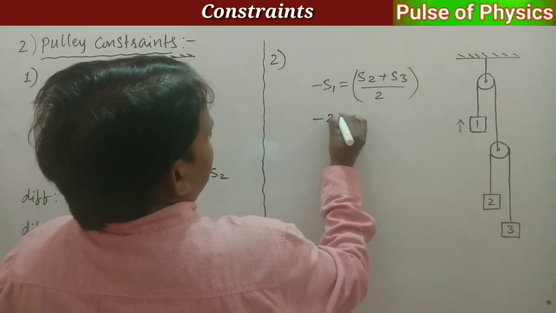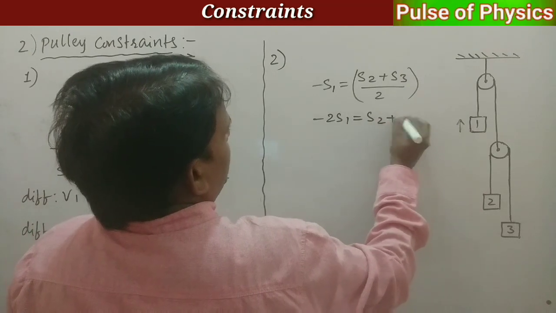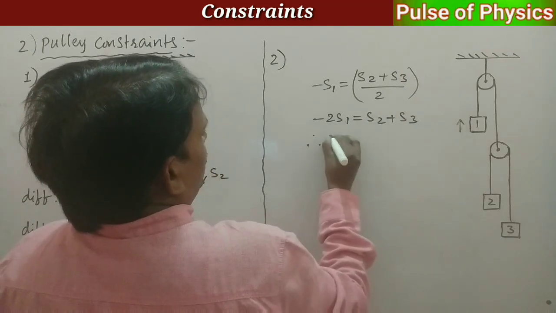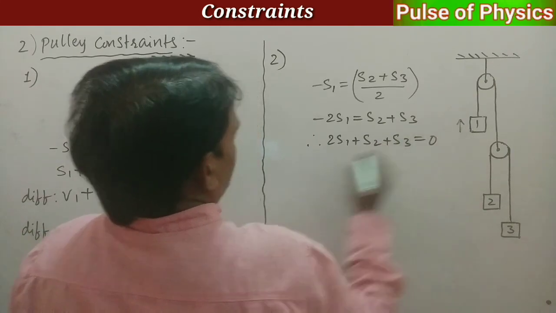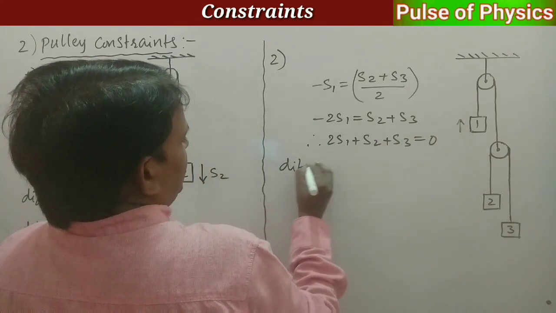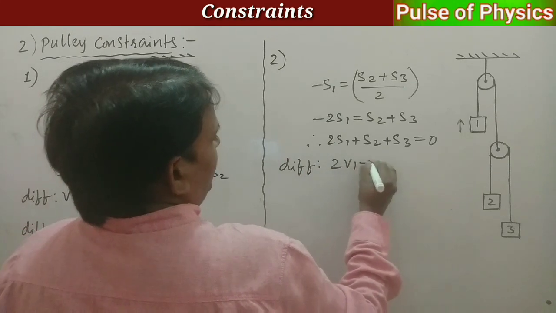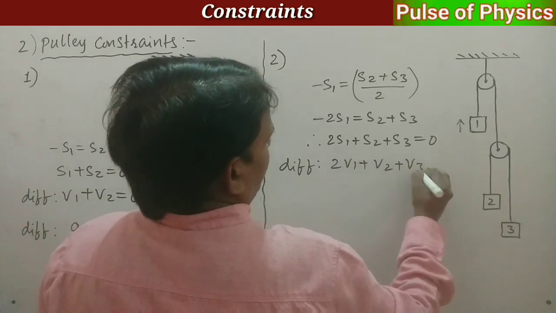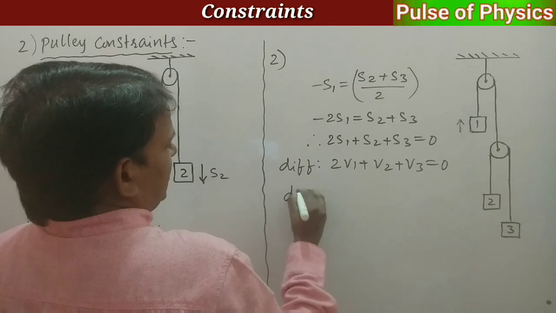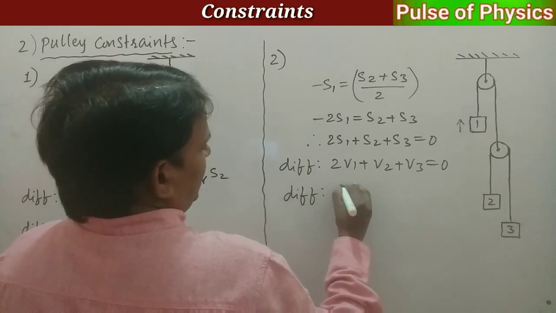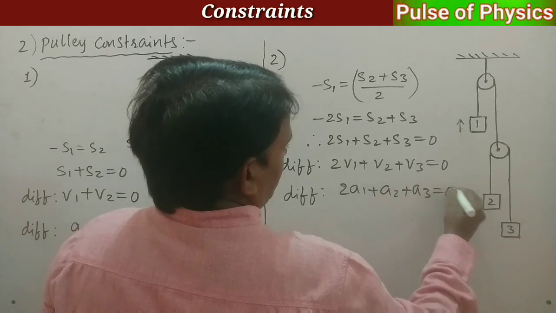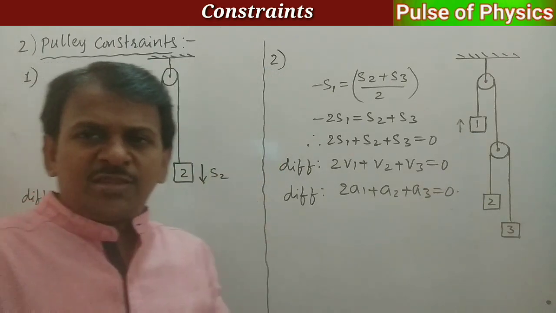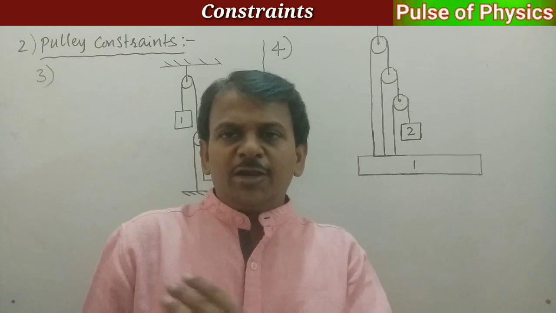Simplify this. Minus 2S1 is equal to S2 plus S3. Therefore, 2S1 plus S2 plus S3 is equal to 0. Differentiate this with respect to time. We will get 2V1 plus V2 plus V3 is equal to 0. Differentiate with respect to time again. We will get 2A1 plus A2 plus A3 is equal to 0. Continue in the next board. Third problem.